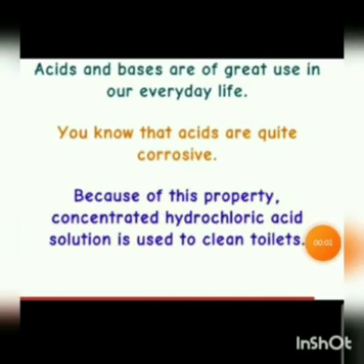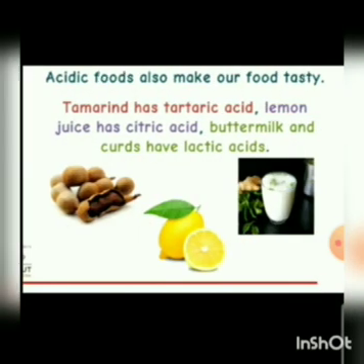So acids and bases are of great use in our everyday life. You know that acids are quite corrosive. Because of this property, concentrated hydrochloric acid solution is used to clean toilets. So this hydrochloric acid is used to clean the toilets.